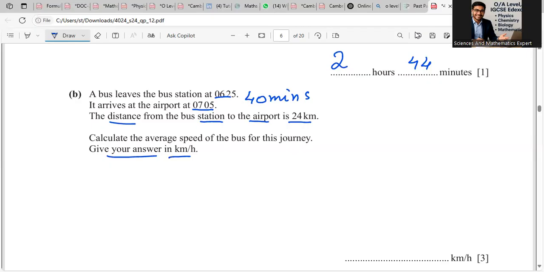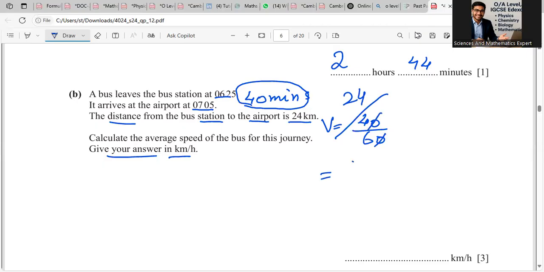So I will simply say here, first of all, I will convert my minutes into hours, and then I will use it. So 40 divided by 60 will give me the time. Then I will have to calculate the speed. Speed is equal to distance over time. So distance is 24. If I simplify this, 24 multiplied by 6 over 4, 4 sixes are 24, 6, 6, 36 kilometers per hour is the speed.